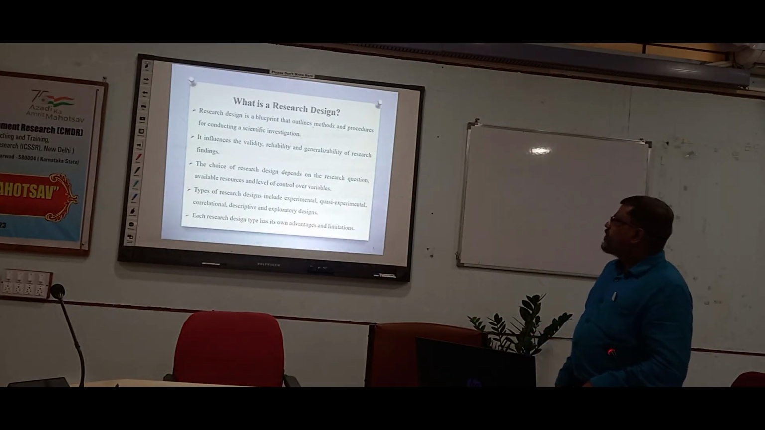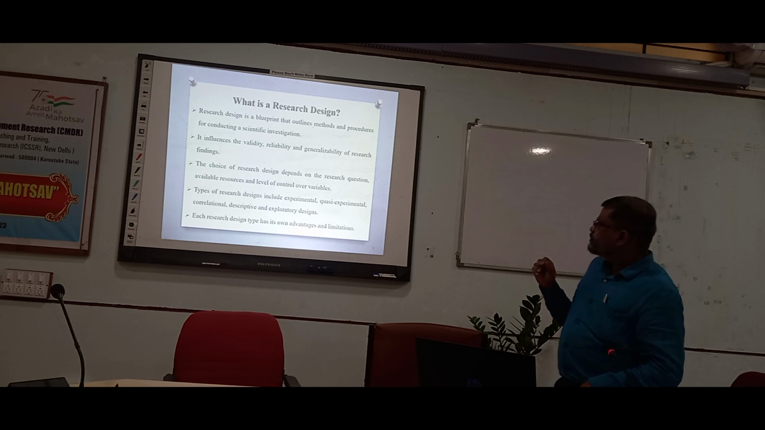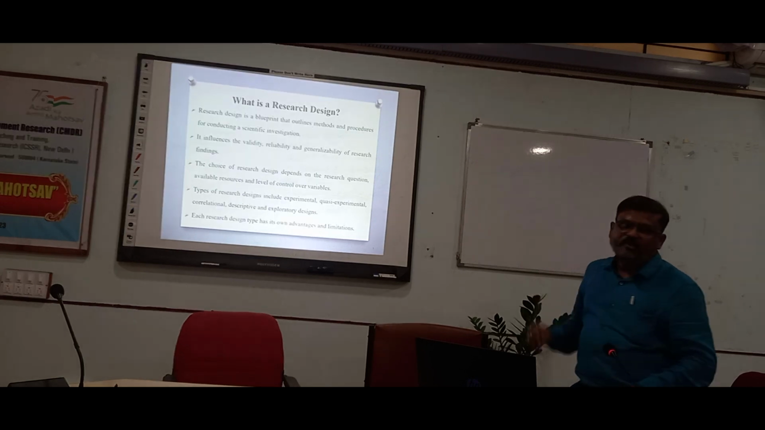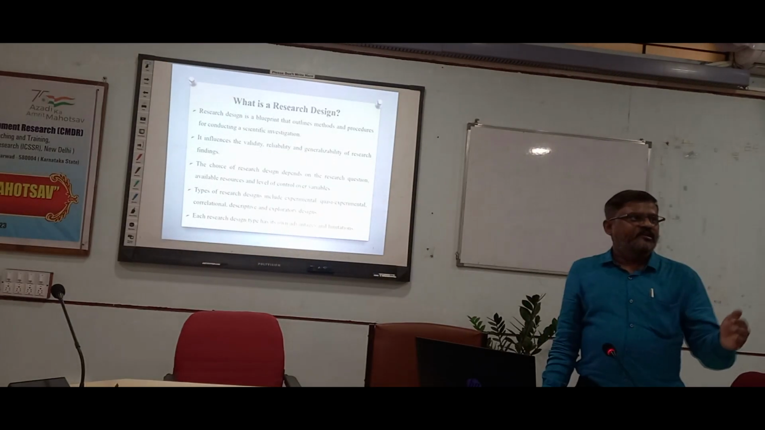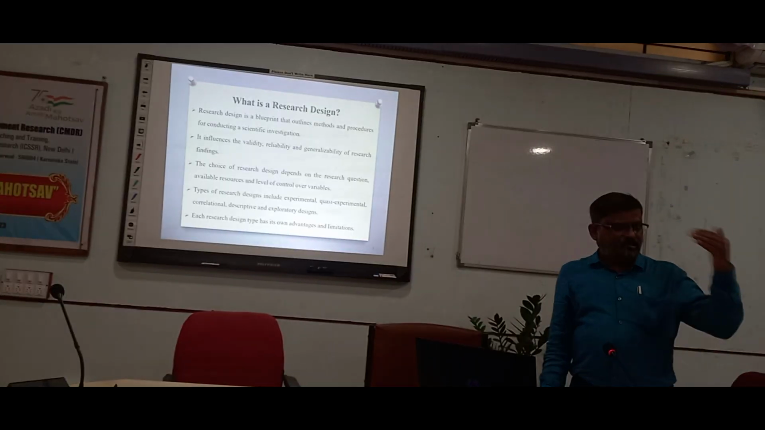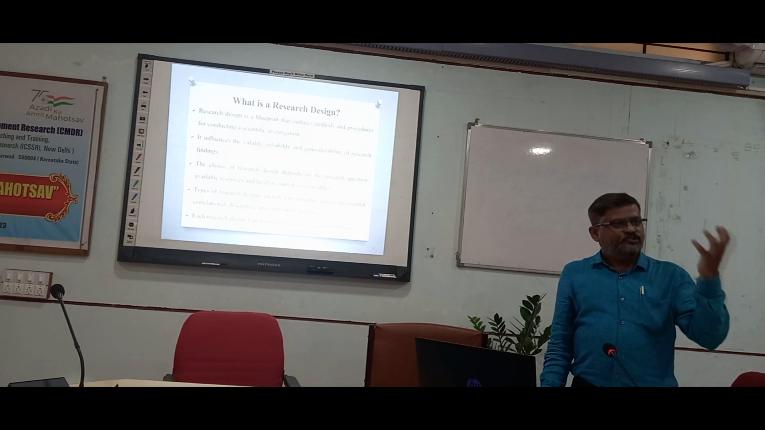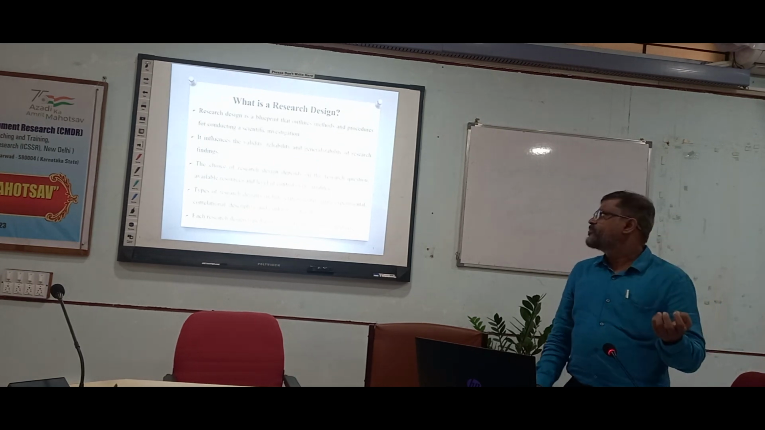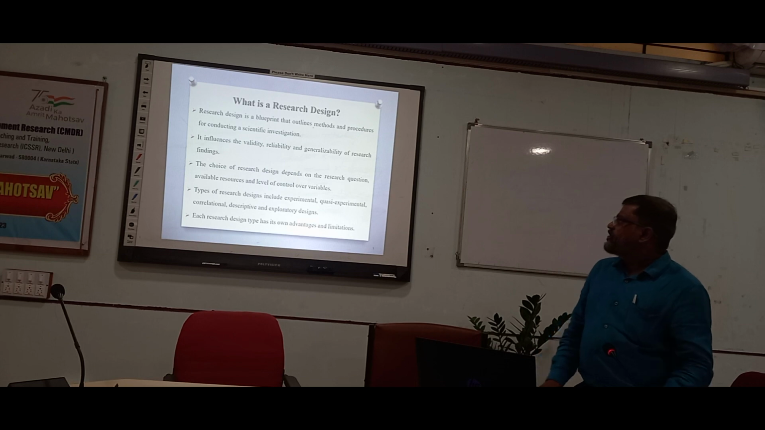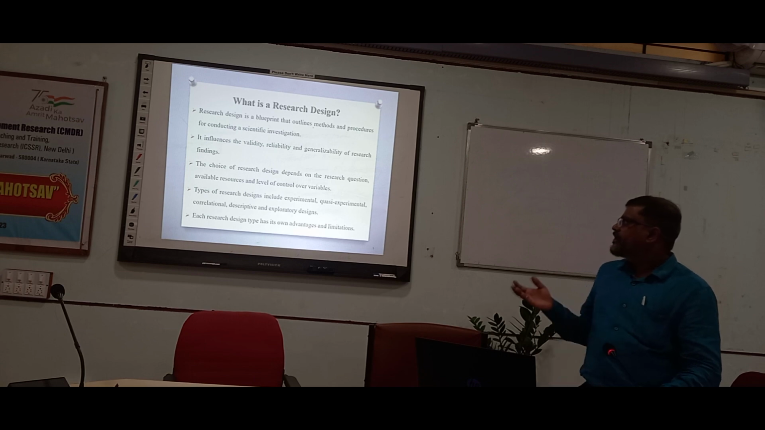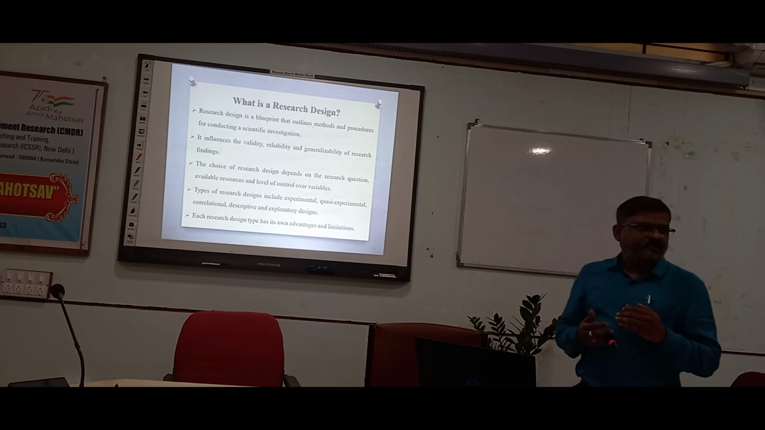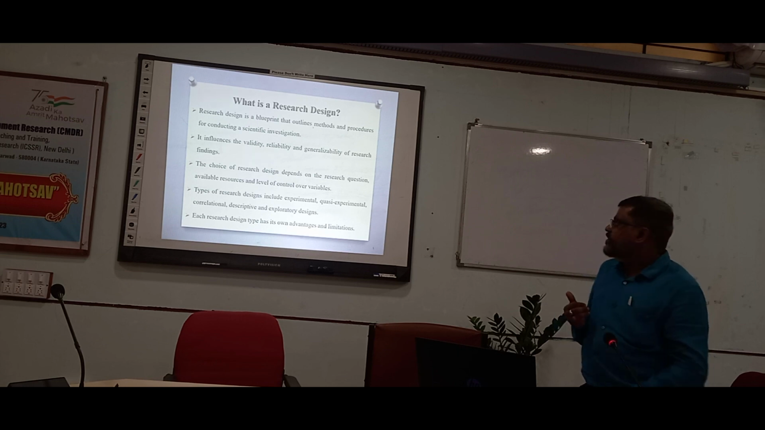Our research design should have some kind of validity, reliability, and generalizability. When you are conducting the research, if sometime later another person conducts the same study, it should be very reliable, and it should be generalizable as well. The choice of the research design depends on the research question. Control over variables needs to be drawn out. It has its own advantages and limitations as well.